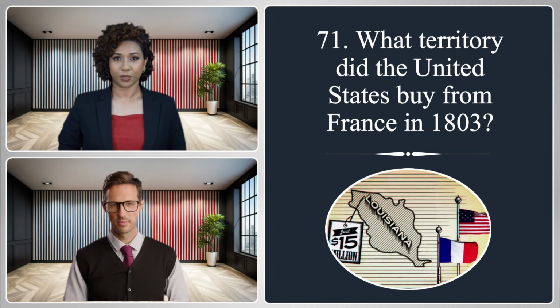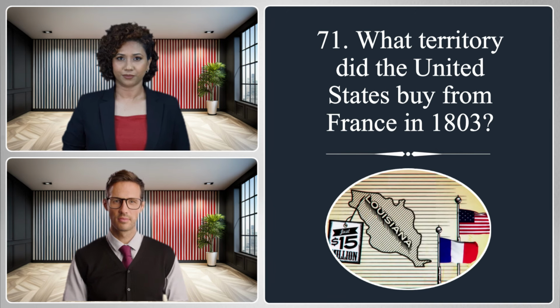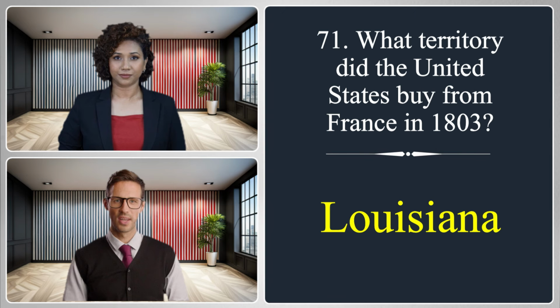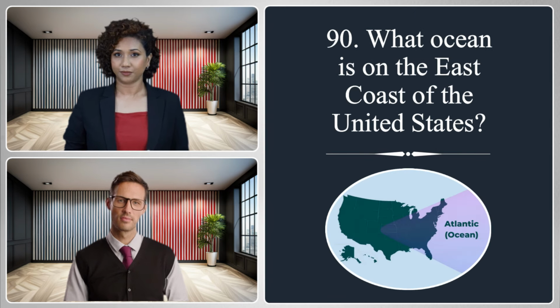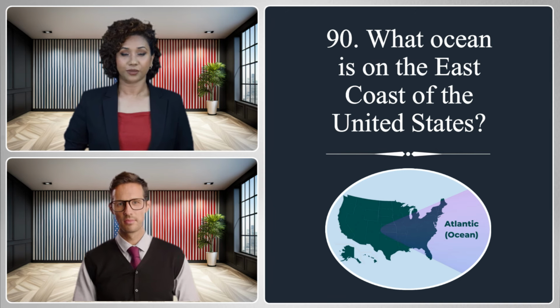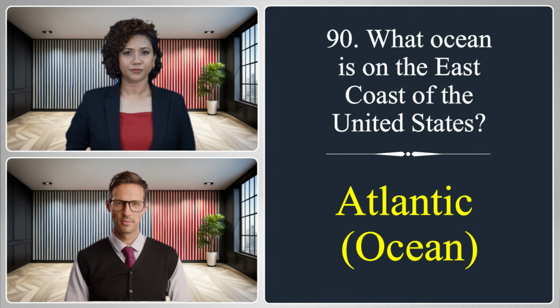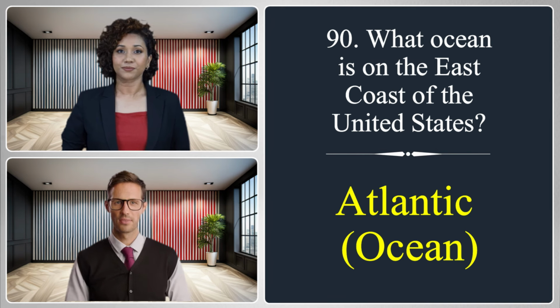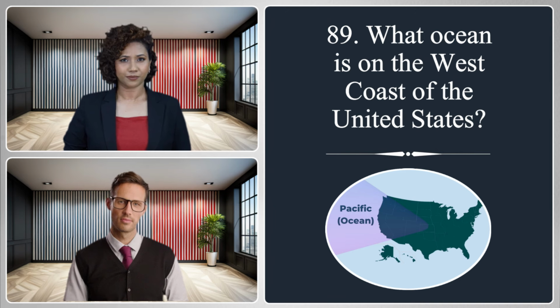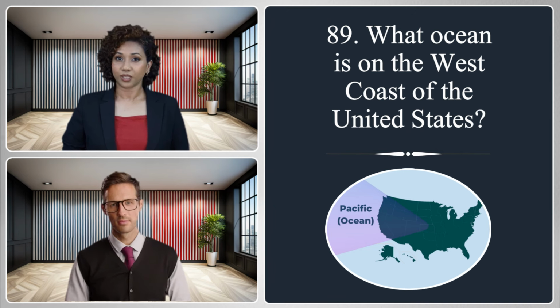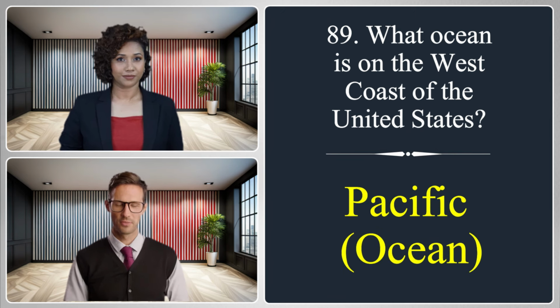What territory did the United States buy from France in 1803? Louisiana. What ocean is on the east coast of the United States? Atlantic Ocean. What ocean is on the west coast of the United States? Pacific Ocean.